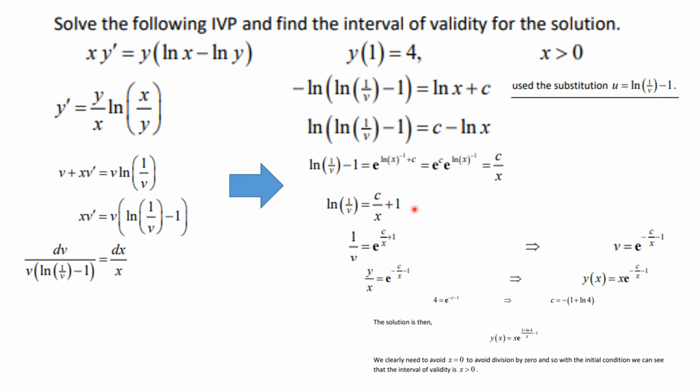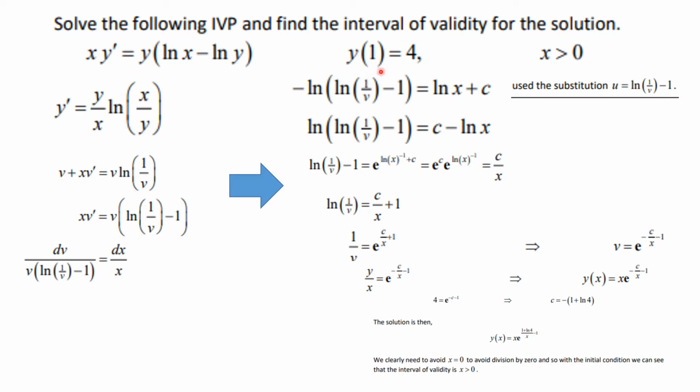And then we're going to solve for v. So we solve for the natural logarithm. Then we exponentiate yet again, getting this. And we turn both sides upside down, so v is equal to this. Now we will reverse our substitution. y over x then is equal to that. So y is equal to this.